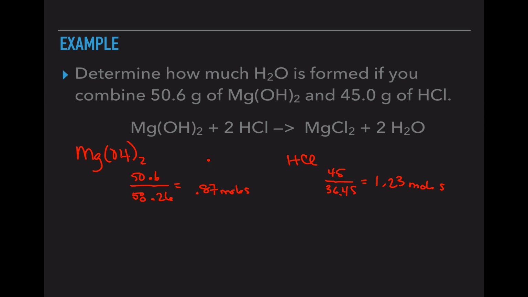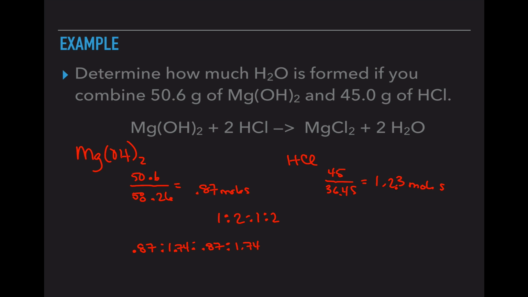Now we have to write our coefficient ratios from our chemical formula, and we have 1, 2, 1, 2. And Mg(OH)2 is in the first slot, so 0.87 goes in the first slot, but it also goes in the third slot because those numbers are the same. Now to get from this number to this one, we multiply by 2, so 0.87 multiplied by 2 is 1.74, and that also goes in the last spot because these two numbers are the same.